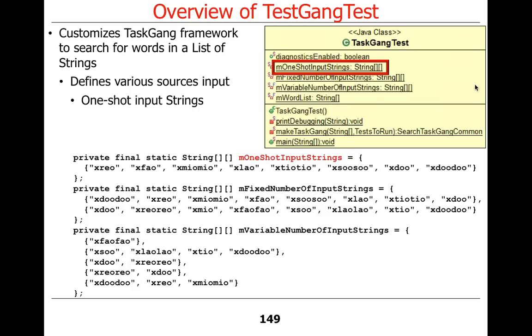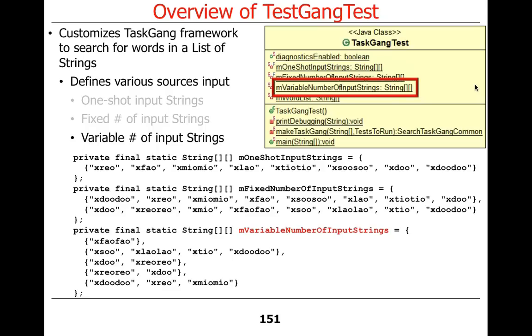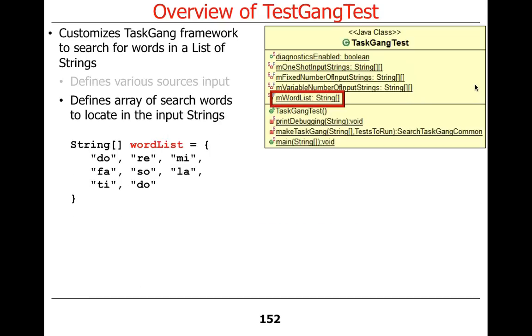So we have what are called one-shot input strings. This is for the one-shot tests. We have fixed input strings. These are for the fixed tests that cycle multiple times, so this is separate cycles. Each cycle has the same number of strings. And then we have a variable number of input strings, where we have cycles, each of which has a different number of strings in each cycle. So that's just there to be a cool test driver. Of course, you could add more to it.